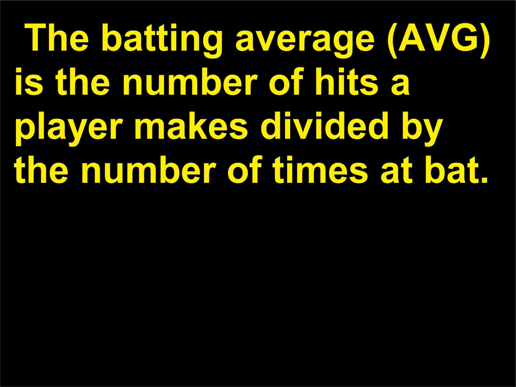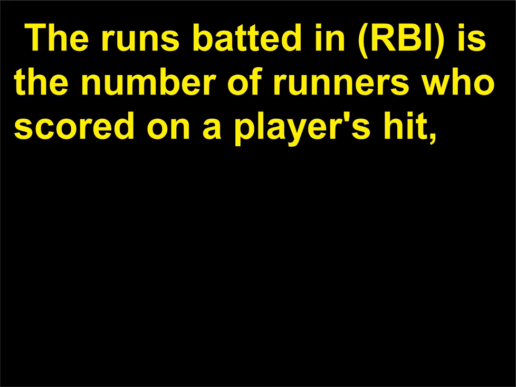The batting average is the number of hits a player makes divided by the number of times at bat. It does not include walks or sacrifice hits. The runs batted in, RBI, is the number of runners who scored on a player's hit, base on balls, or sacrifice.